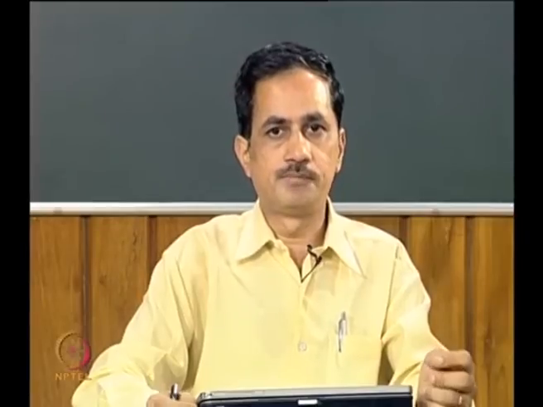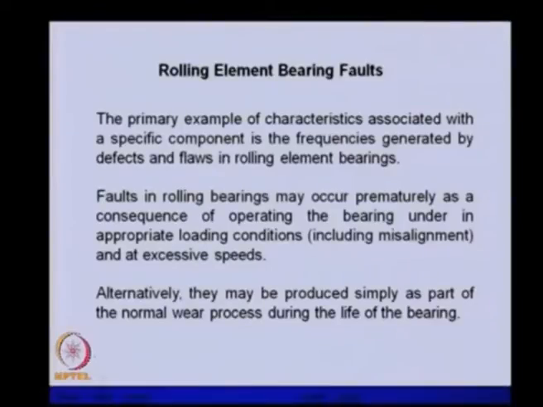Till now we have seen some of the very common faults in rotating machinery. There are various components in rotating machinery which do get failures, and they have special frequency components, like bearings and gears. So, now we will take up a case of bearing faults, because in a bearing we know there are various components and any of the components can fail. For rolling element bearing faults, the primary example of a characteristic associated with a specific component is the frequencies generated by the defects and flaws in the rolling element bearings.